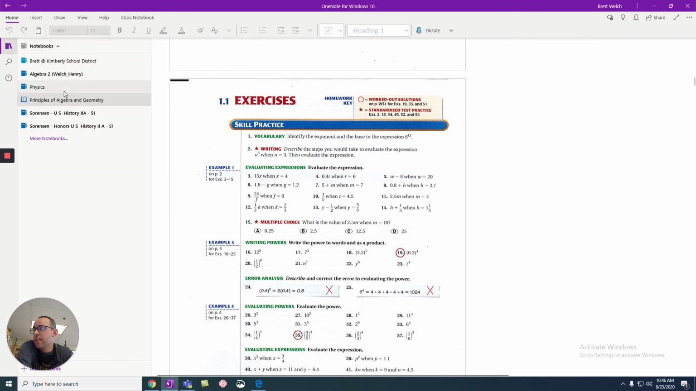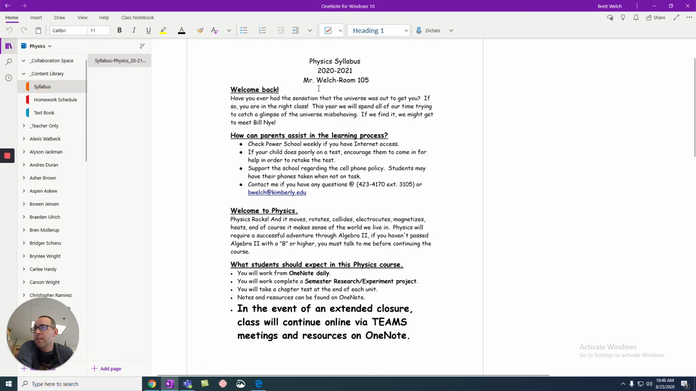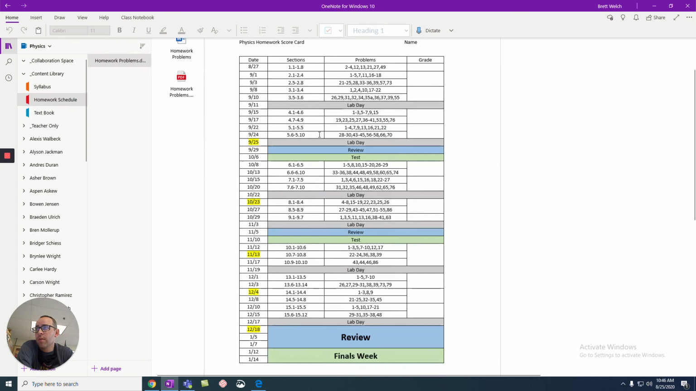For physics, very similar. You have your syllabus here in the content library. Homework schedule, you can see what we're doing for first semester. You'll see we have some lab days built in, some review days. Oh, by the way, the yellow days, you'll find out eventually, are tied to remote days. They're when the remote days fall. And so just be aware that those review days or classroom days sometimes fall on a remote day, and that's fine. For physics, you're going to click on the textbook.